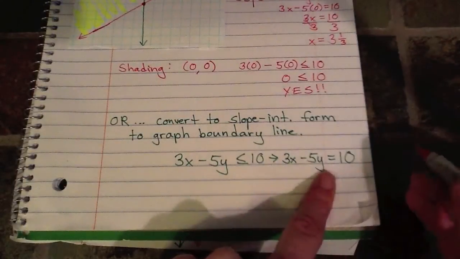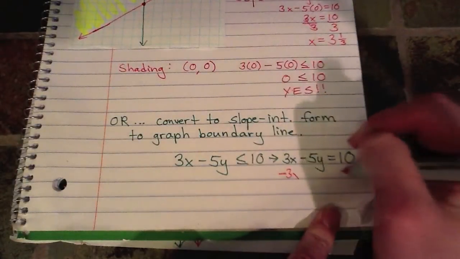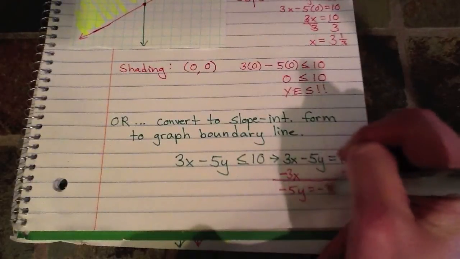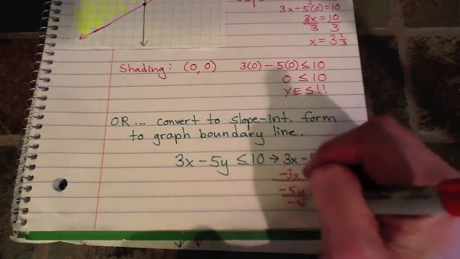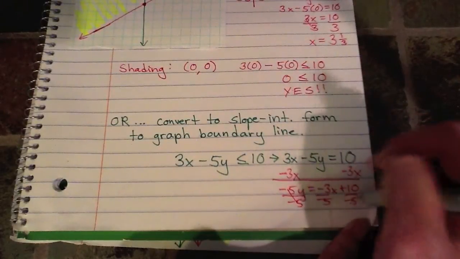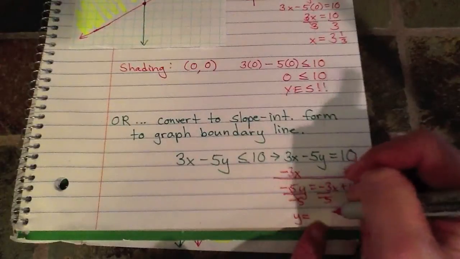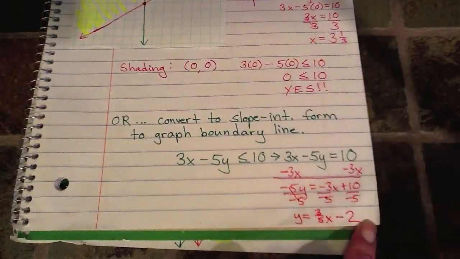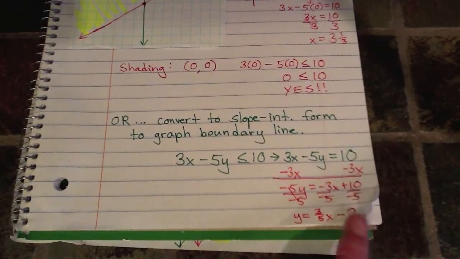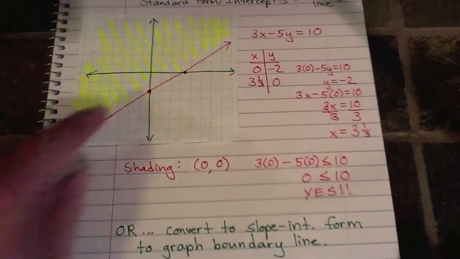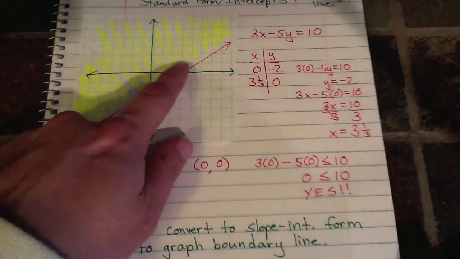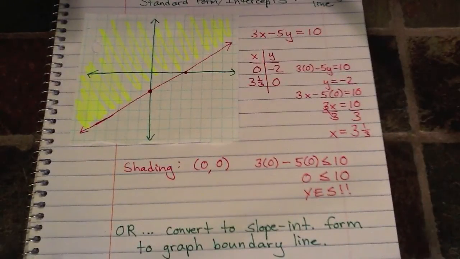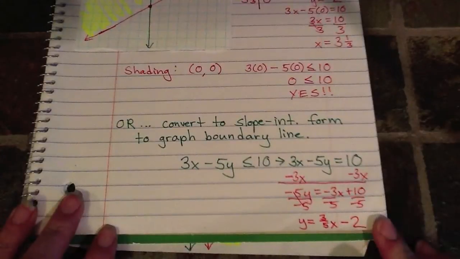But just for practice, you need y alone, so you're going to move 3x, and you would subtract 3x from both sides. You end up with negative 5y equals a negative 3x plus 10, and then you divide everything by a negative 5, and you end up with y equals negative divided by negative is a positive, so 3/5 x minus 2. And notice we would start at negative 2 and go up 3, right 5. So if we started at negative 2 and went up 3, right 5, it looks like our line almost matched perfectly there. It's off a teeny bit because my line is off. So that is slope-intercept form if you had wanted to graph your boundary line that way.